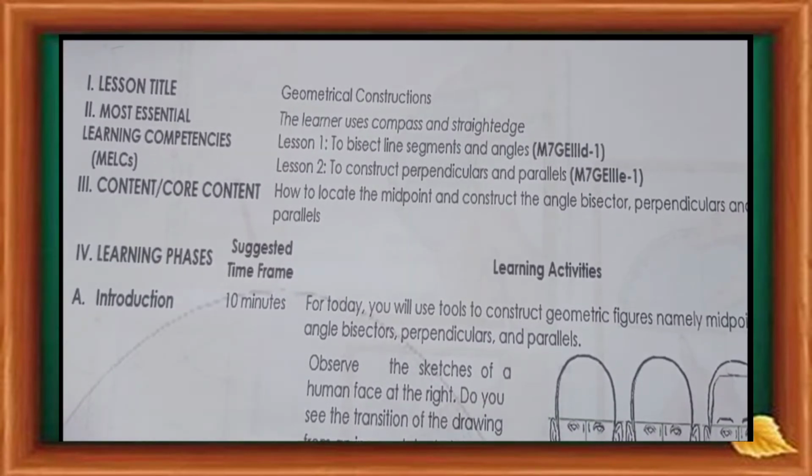We are in quarter 3, week 4 of grade 7. As you can see, in today's session, you are expected to use a compass and a straight edge. And this is your learning competency.